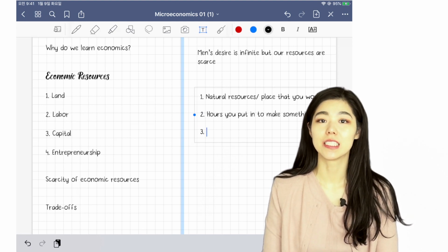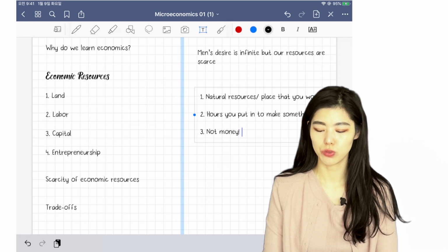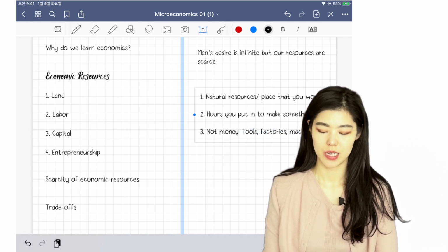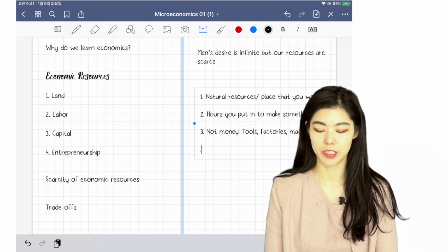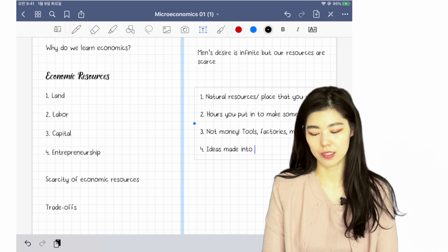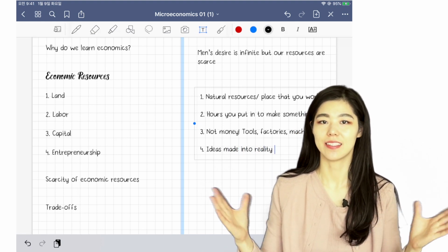Capital. Capital is not money. Remember this. It's tools, factories, machines in economic terms. Entrepreneurship, your ideas are made into reality. All four of these are the basis of making anything in economics.